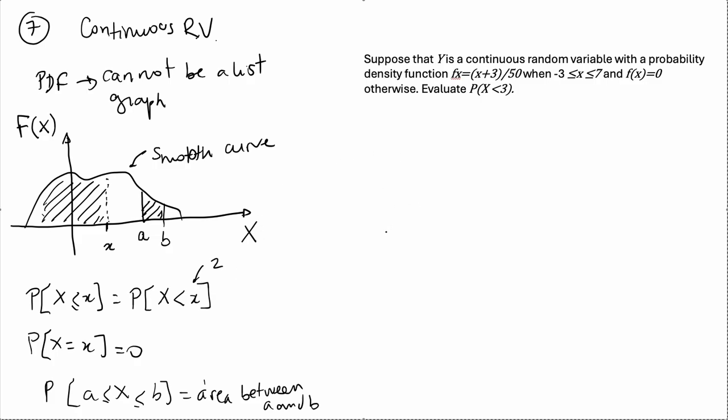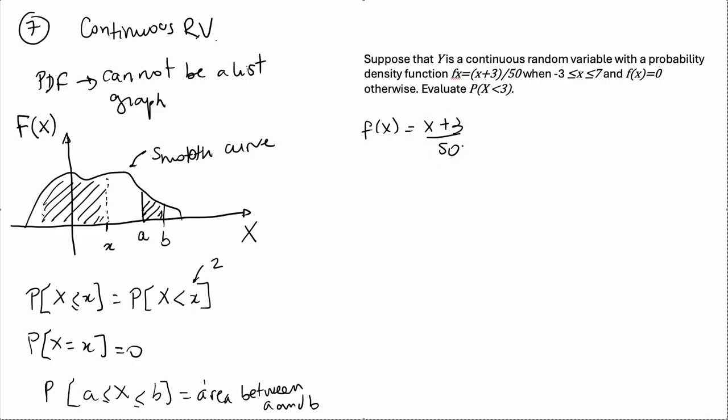So let's do this exercise here. This exercise states this. Suppose that y is a continuous random variable with a probability density function, f of x. So this is f of x, let me put it this way, is equal to x plus 3 over 50. Okay?